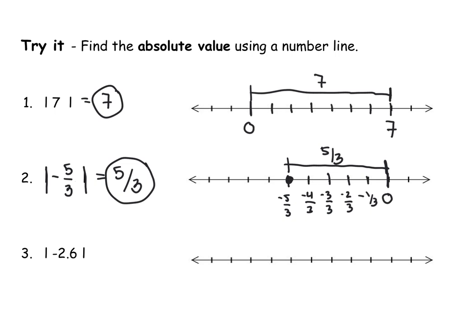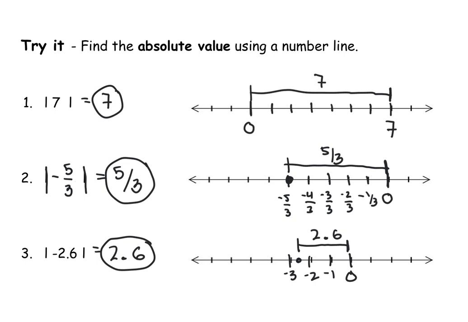And finally, negative 2.6. There's negative 1, negative 2, and negative 3. So negative 2.6 is going to be in the middle there somewhere. And we'd say the distance between 0 and negative 2.6 is 2.6. So the absolute value of negative 2.6 is just 2.6.